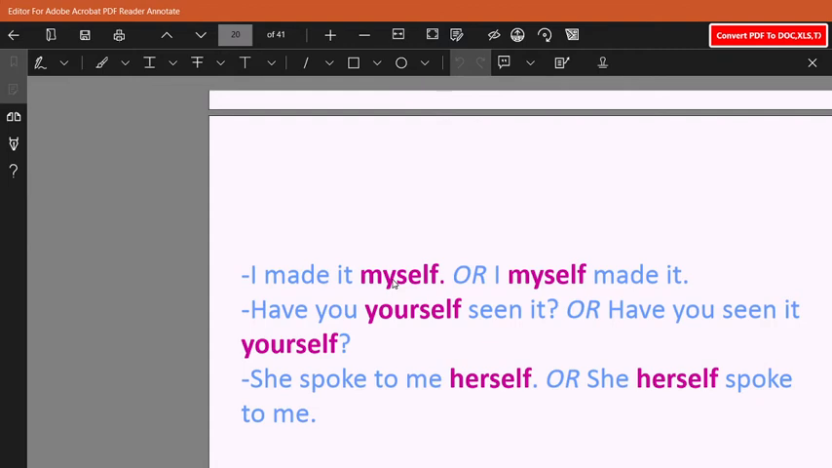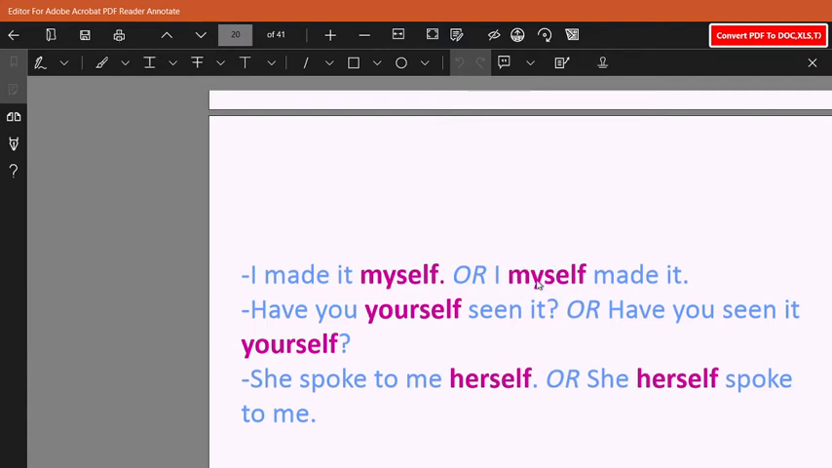You are not expressing your ability to be unique. What you are expressing here is that without anyone's help, you were successful in making it. That's the very difference between the sense of the reflexive and the emphasizing pronoun.